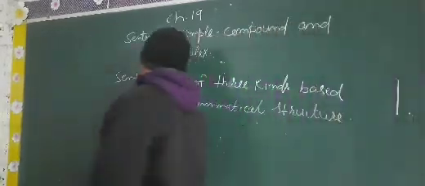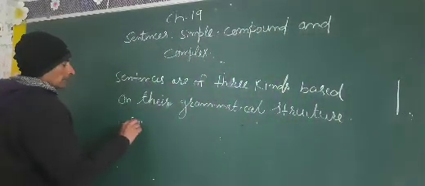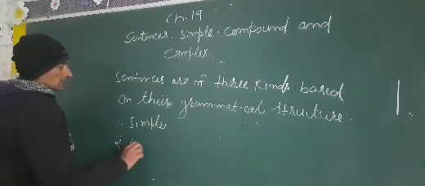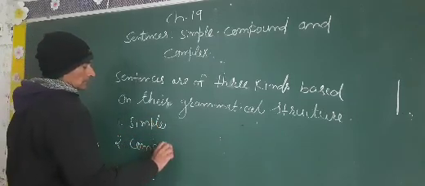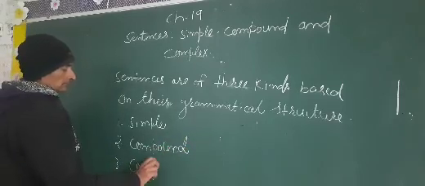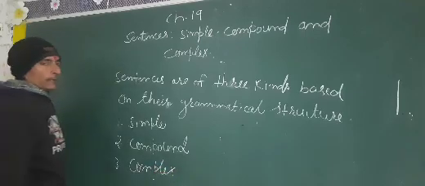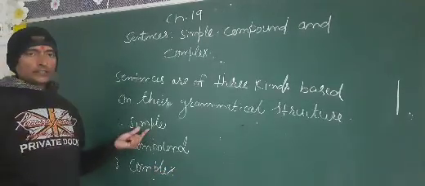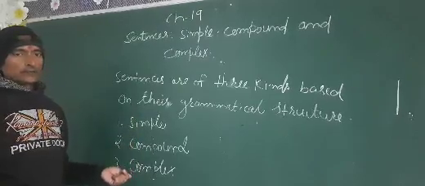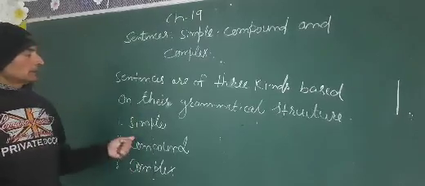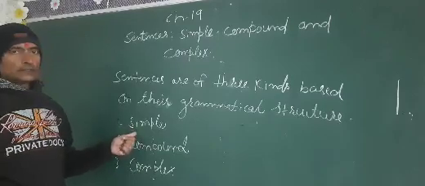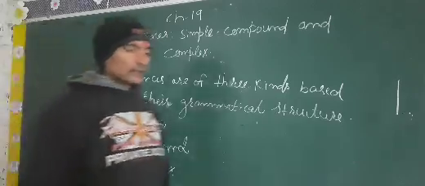First kind of sentence is simple. Second, compound, or complex. So these are kinds of sentences based on grammatical structure of sentence. Now one by one we will take it and I will explain before you with the help of examples and I will make you understand.